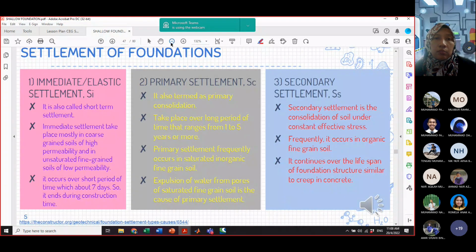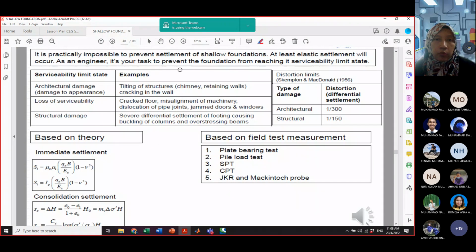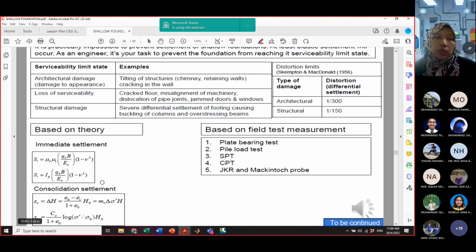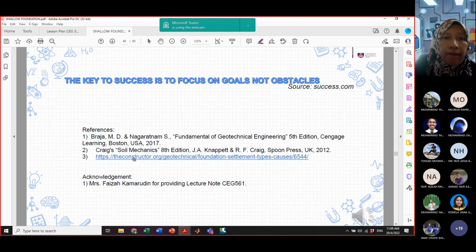Okay, settlement. Settlement can be estimated from theory ataupun from the field measurement. Teori ni macam saya cakap lah, you ada one dimensional consolidation test, kemudian you plot graph, you akan dapat immediate settlement, you tahu primary settlement, kemudian you akan dapat secondary settlement. So dia ada formula tertentu lah untuk you calculate settlement. Yang melibatkan field measurement ataupun field observation, for example, plate bearing test, pilot test, SPT, CPT dan juga Macintosh probe.